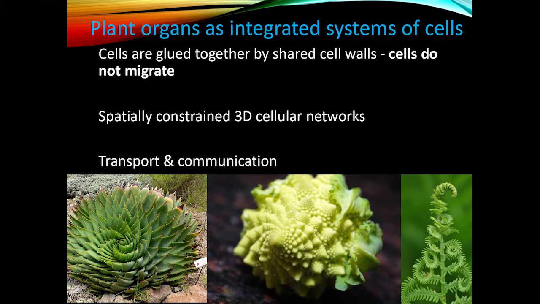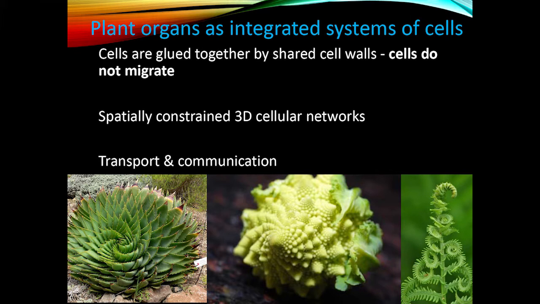It's not unlike a network of roads in a city where you're constrained by space and the roads largely cannot move. So in that sense, you have this constraint of space in the creation of a plant organ, which you would not have in the case of an animal organ. And these cell-to-cell interactions are important in the context of both transport and communication.